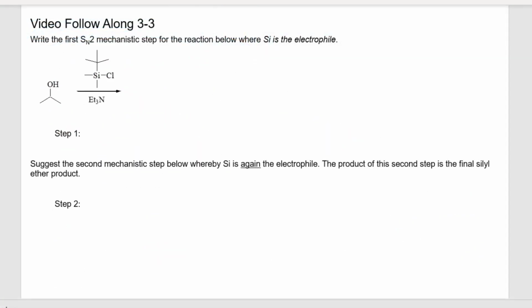In this video, I'm going to show you how to protect an alcohol using a silyl ether. Now this reaction mechanism is very simple. We're just going to be using SN2 chemistry. Yet despite its simplicity, I have seen PhD chemists at major conferences show the mechanism for this reaction incorrectly. So let's just go over a few key points.